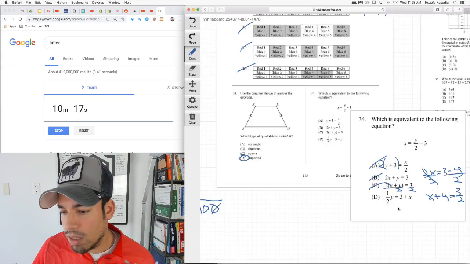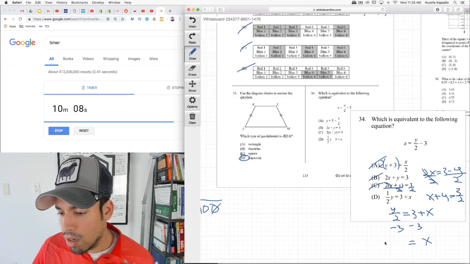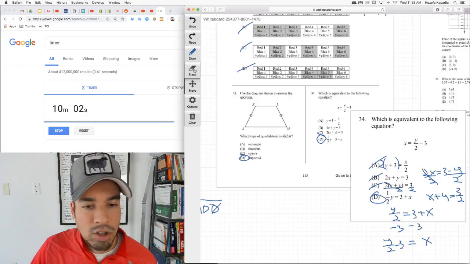But now let's prove it. This is 1/2 y, which is the same as y over 2 equals 3 plus x. And then I subtract 3 from both sides. And I get x equals y over 2 minus 3. So it's D.